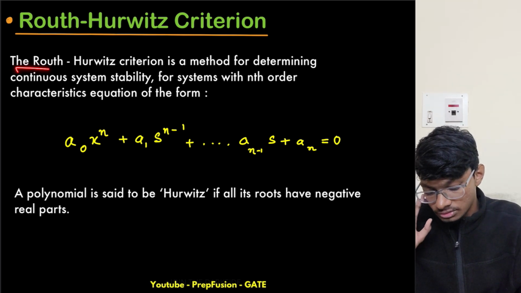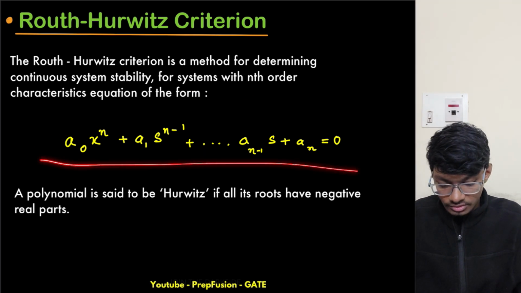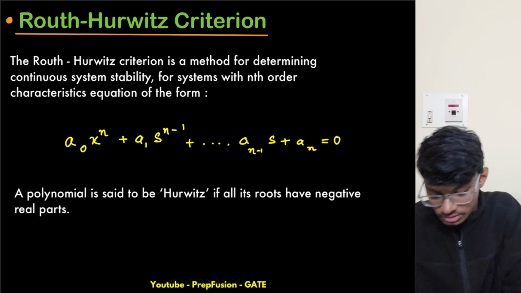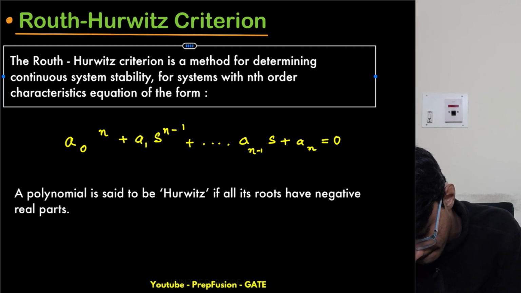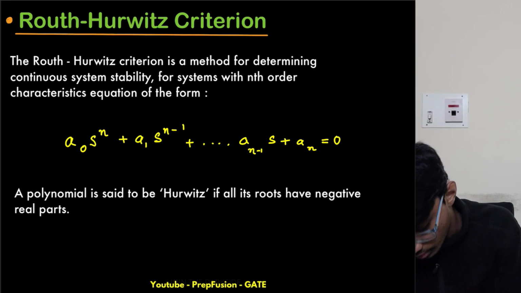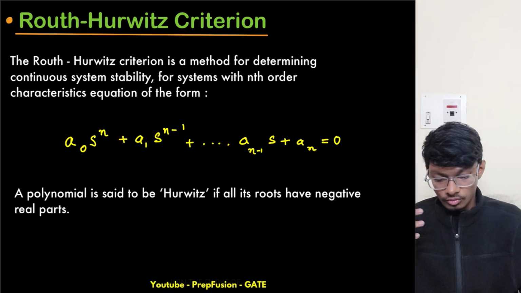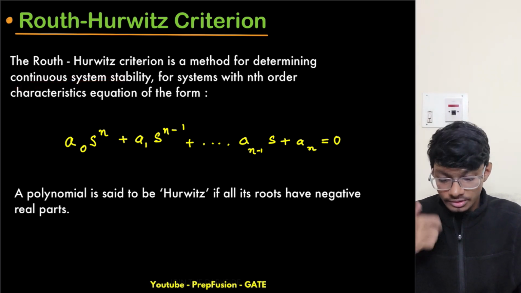The Routh-Hurwitz criterion is a method for determining the continuous system stability for systems with nth order characteristic equation of the form like this, where s^n is the order and I have coefficients for each of them. This is not x, this is s, sorry, this should be s. So if the characteristic equation is like this and the coefficients are like this, I can find the continuous system stability using this criterion.